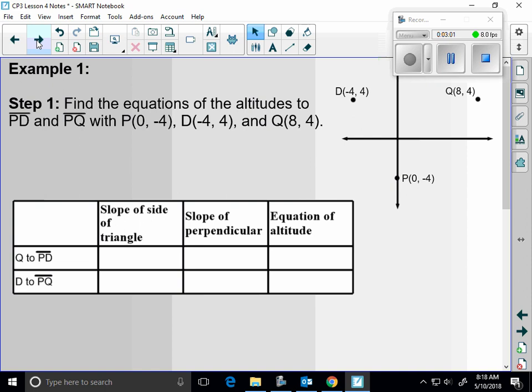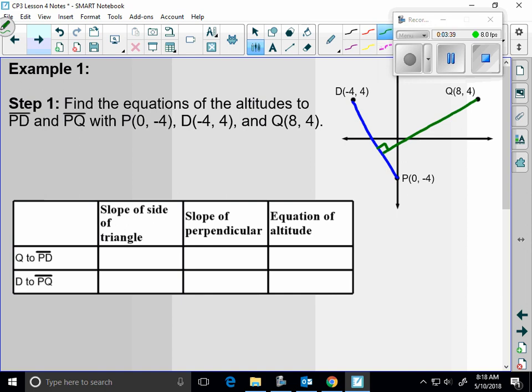Find the equations of the altitudes to PD and PQ. Okay, so if I want an altitude to PD, here's PD. I want an altitude. That altitude, which will be green, should look like this. Do you agree? It's got to go through the vertex, and it's got to be perpendicular to the blue segment. So I already have a point that I can work with. It's going to be 8, 4. And then I have a slope.